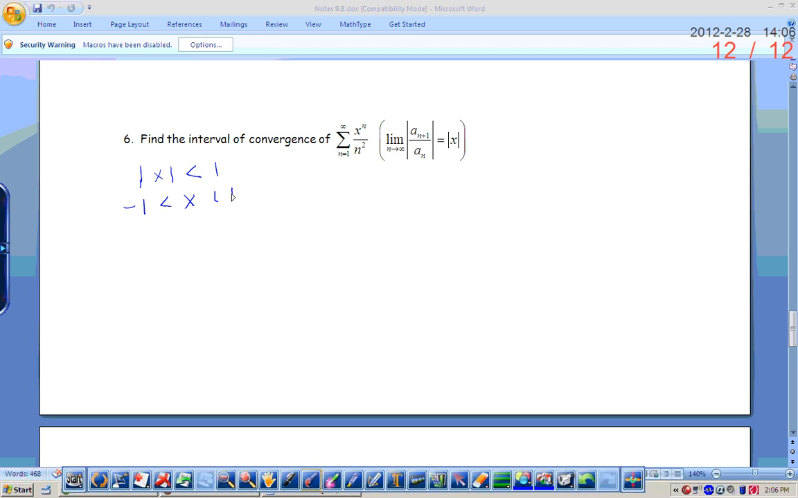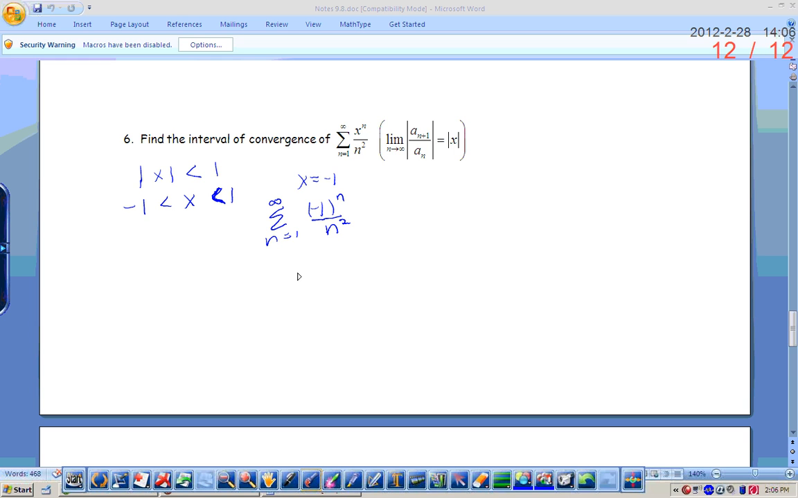So x is between negative 1 and 1. And therefore, what is the radius of convergence? 1, again, good. Okay, so now I just need to test my endpoints. So if x is -1, then my series is n equals 1 to infinity, -1 to the n over n squared.